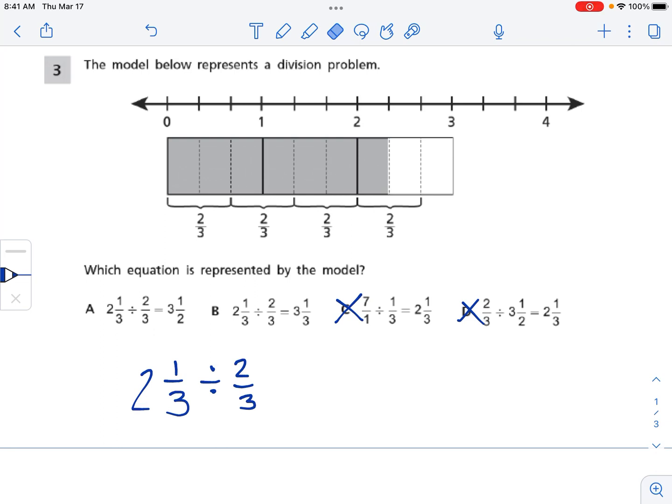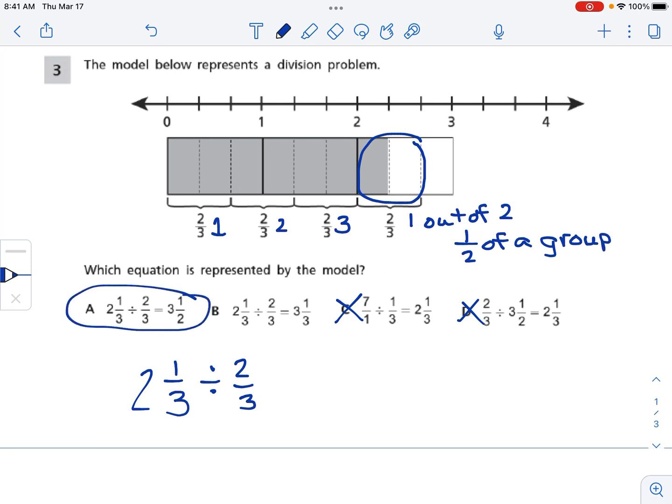Otherwise, if we're looking at our model here, let's reason it out. We've made one group of 2/3, two groups of 2/3, three groups of 2/3. This would have been the fourth group, but notice we have one out of two pieces here. So that means we have half of a group. So we can make 3 1/2 groups. So that is choice A, 3 1/2.